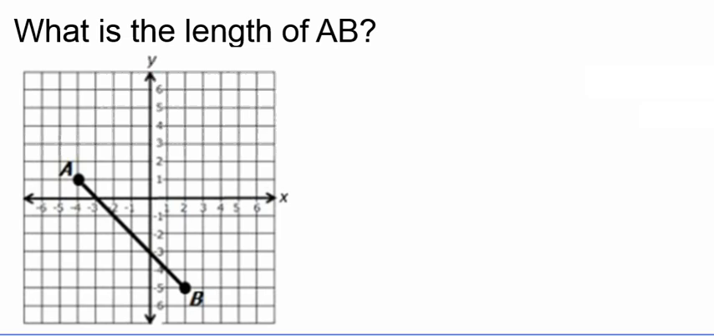Okay, so for question number 4, it asks for the length of AB. Remember, another word for length is distance. And when we're on a graph, the best way to find distance is actually using Pythagorean theorem.